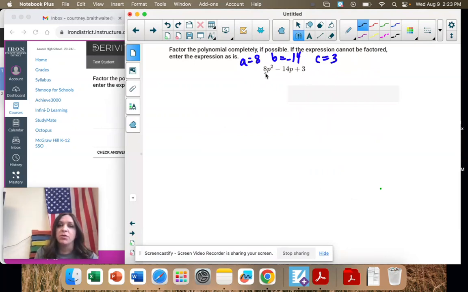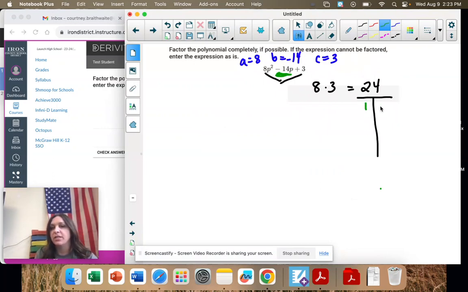So that means you multiply A times C, so 24, and then you list all the factors, and you're looking for the ones that add or subtract to negative 14. So I'm just going to list them all. 1 times 24, 2 times 12, 3 times 8, 4 times 6. That's it. Okay, so which one of these can get me to 14?